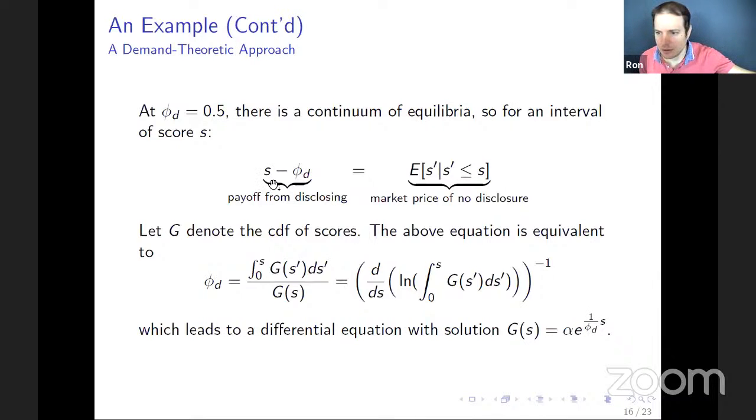Is this clear? Okay. So now we just write out what this equation is. Well, this is conditional expectation. We can write the expectation as the integral of 1 minus the CDF. That's what we do here. We move the S to one side. We realize that this is the derivative of this log. We can solve it. This gives us an exponential distribution. Okay. That's it. So if we have an exponential distribution, then we obtain exactly that demand curve, right?